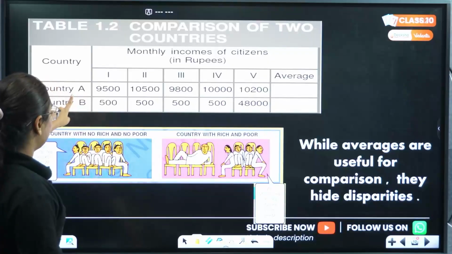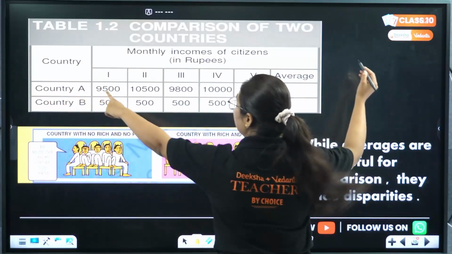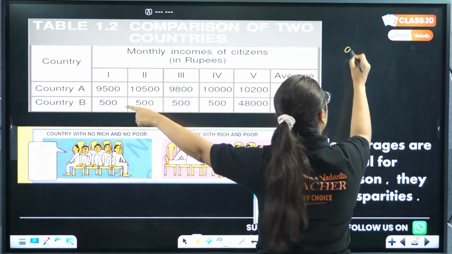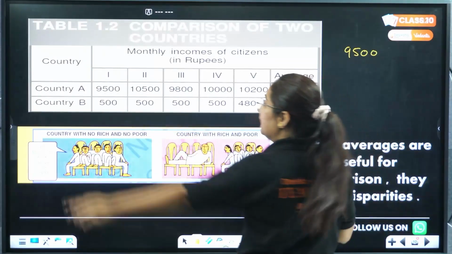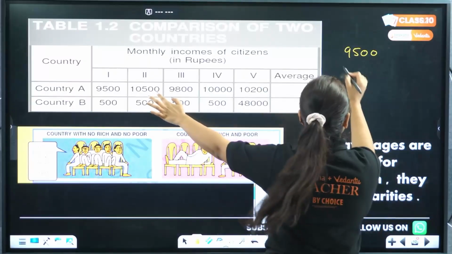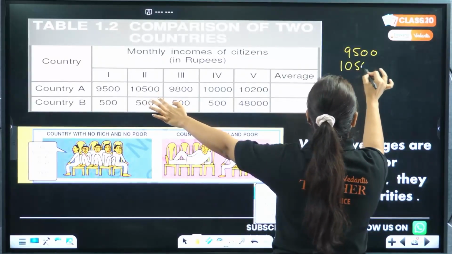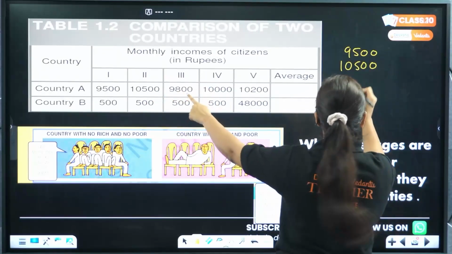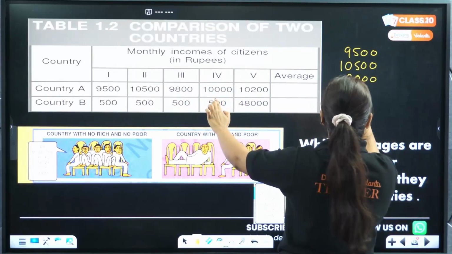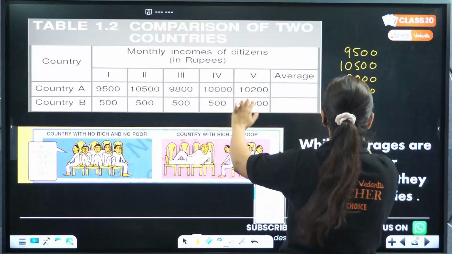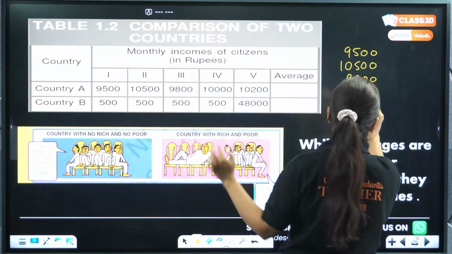So, country A. In country A, citizen number 1 earned 9,500 rupees. The second citizen earned 10,500. Third one, 9,800 rupees. Next is again 10,000 rupees, and the last one is 10,200.